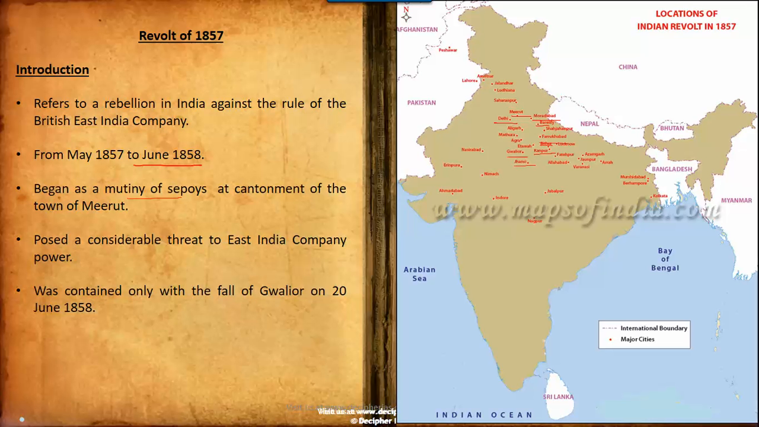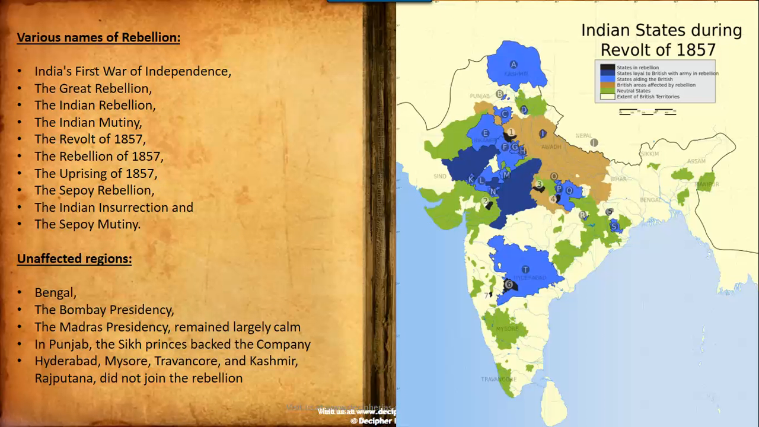Okay, moving on. This rebellion posed a considerable threat to the East India Company's power in the region, as mentioned earlier. And this rebellion was contained by the British only with the fall of Gwalior on June 20th of 1858, which means the revolt ran for almost a year.